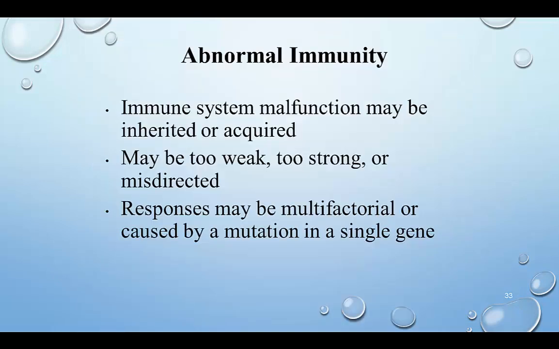So when we have abnormal immunity, as you can see in just kind of overviewing this immune system, it could go wrong in many different ways, and we can have different malfunctions. Those malfunctions can either be inherited, what we acquire from our genetic makeup, or they can be acquired. Your immune system could be too weak, too strong, or be misdirected. The responses could be related to multifactorial issues or caused by a mutation of a single gene.